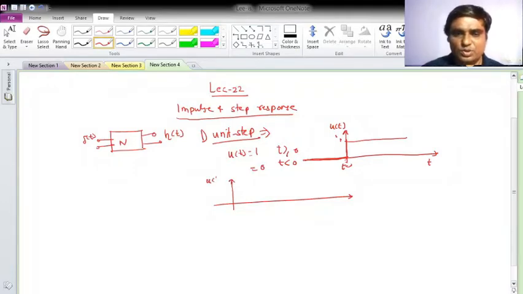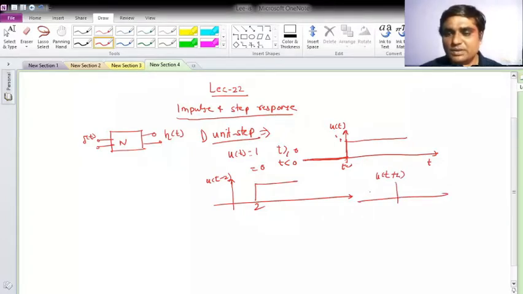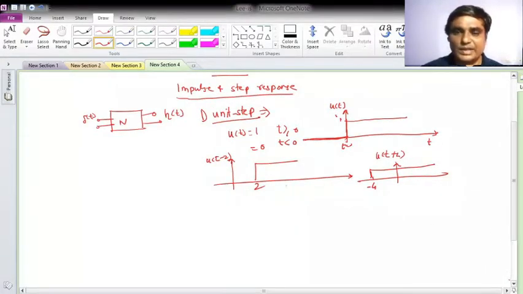Suppose I would like to draw u of t minus 2, which is shifted by an amount of 2 towards the right, this way. If it is u of t plus 4, how can we write that? This will be shifted by 4 towards the left. So this is your time advance signal. That way you can draw any variant of the unit step signal, and with this variant you can approximate some signals that we'll see shortly.